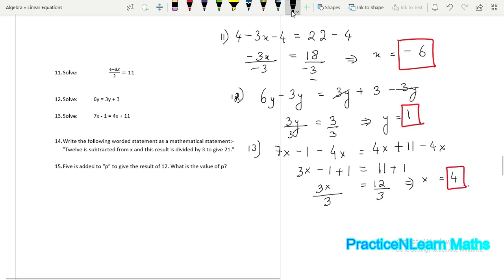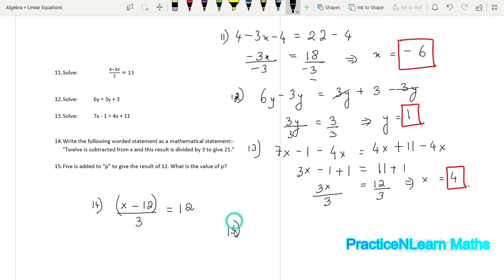Now 14 is a word problem. The mathematical statement is written as x minus 12 over 3 is equal to 12. That's it.